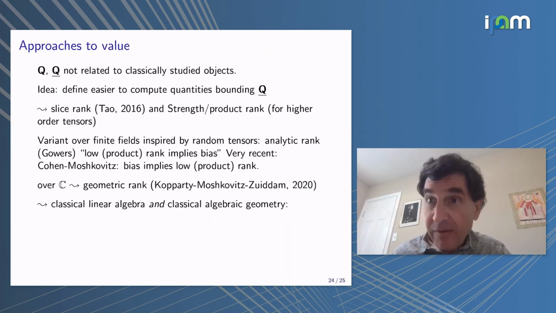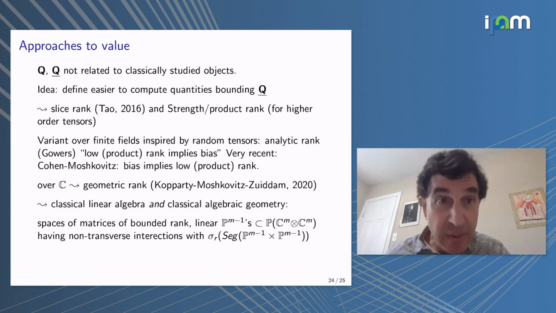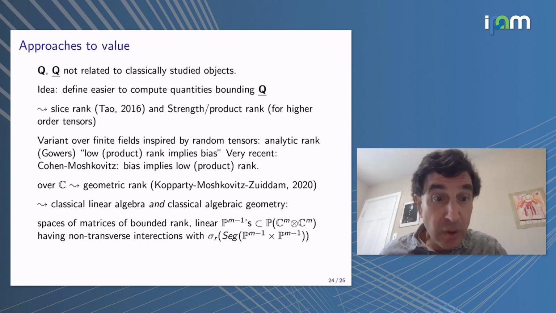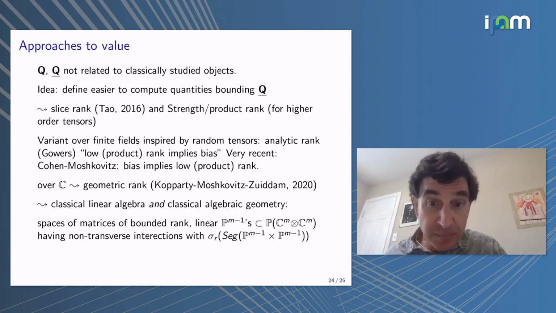And I want to finish on time. So I'll just point out that some variants of this do turn out unexpectedly to be related to classical algebraic geometry. Namely, we look at linear spaces in the space of M by M matrices, and we want to study linear spaces having non-transverse intersections with the rank at most R matrices.